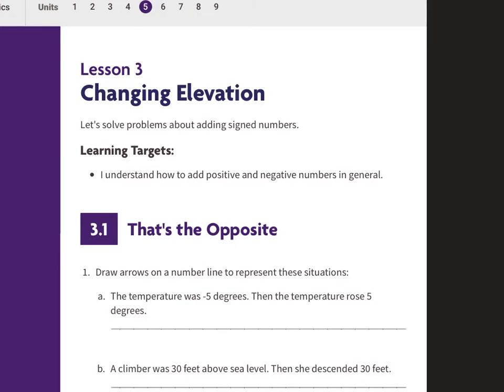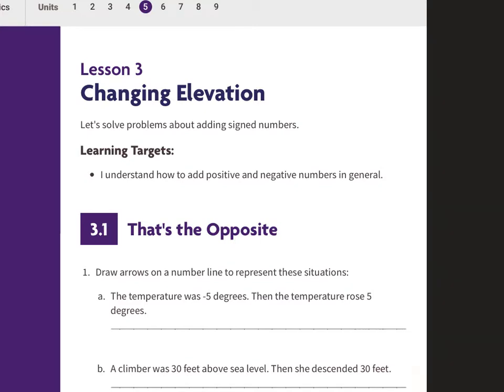All right, guys, lesson 3. We are going to be on page 25, changing elevation. I understand how to add positive and negative numbers in general. All right, 3.1.